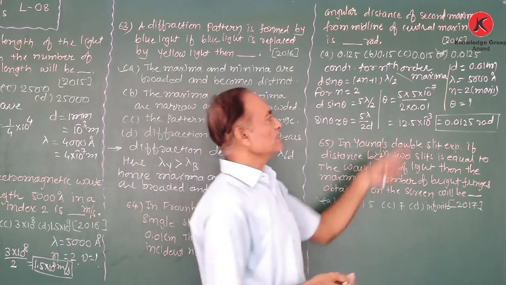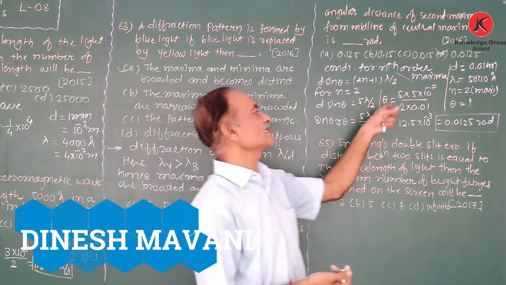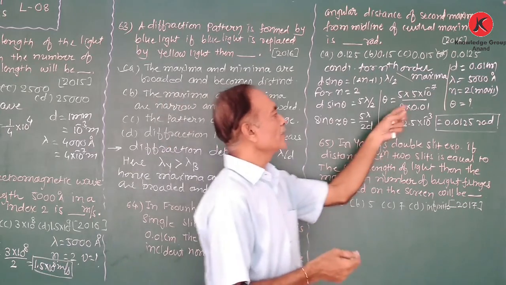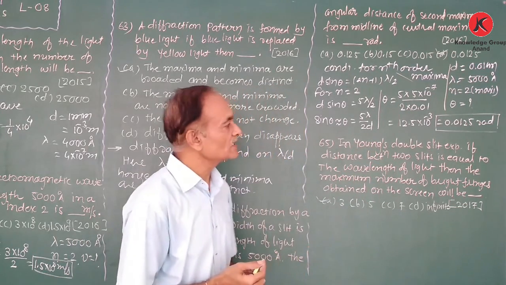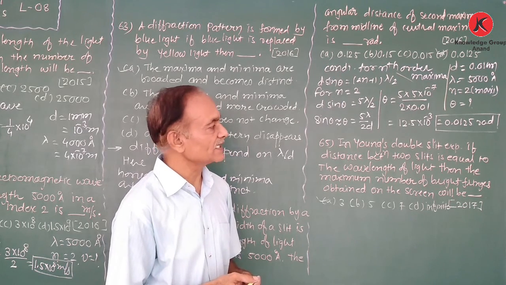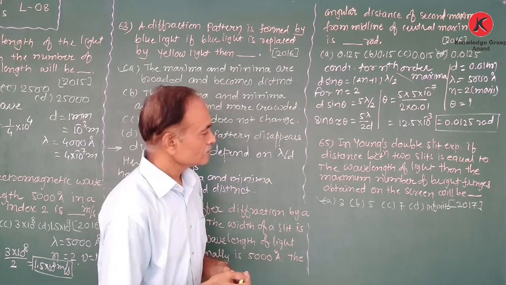Now we substitute the wavelength lambda and the value of d. Therefore theta is equal to 5 into 10 raised to minus 7 upon 2 into 0.01. So we obtain 12.5 into 10 raised to minus 3, that means 0.0125 radian. Clear this? Okay.